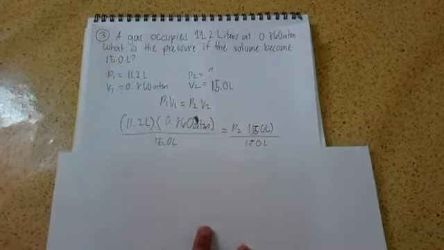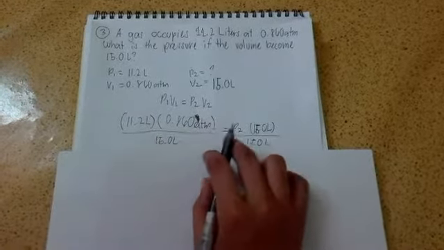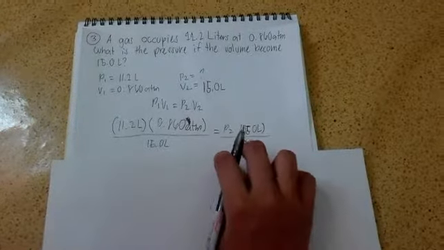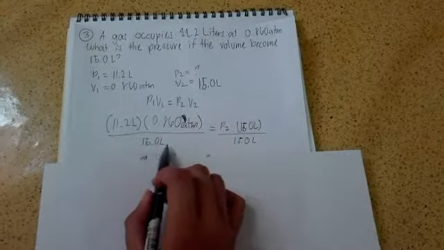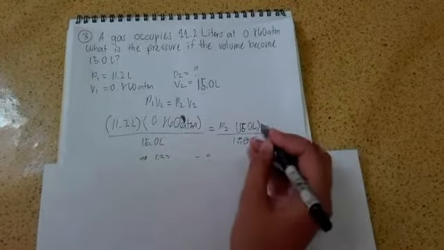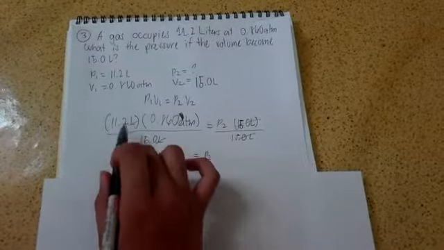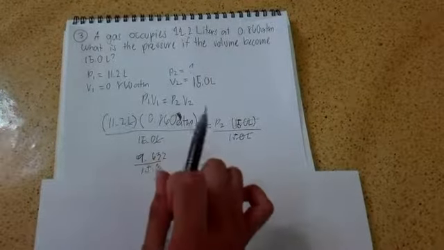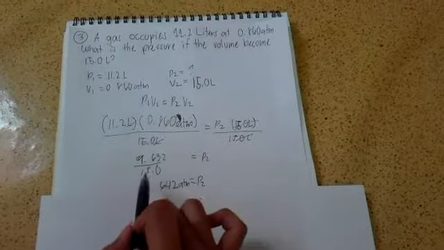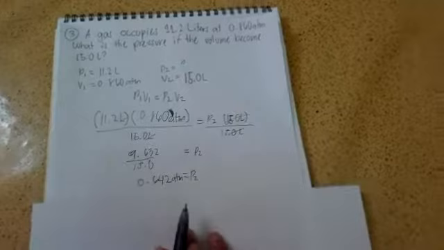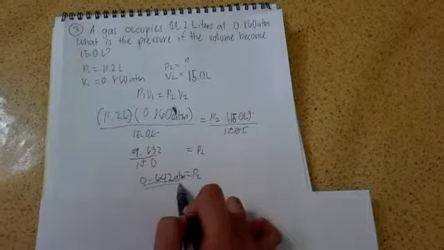Write the formula, substitute. Our P1 is 11.2 liters, V1 0.860 atm equals P2, write down P2, and our V2 is 15.0 liter. Divide both sides by 15.0, which is our V2. Cancel out the sign. Then multiply 11.2 times 0.860, which is equal to 9.632, divided by 15.0, equals P2, which is 0.642 atm. This is our final answer.